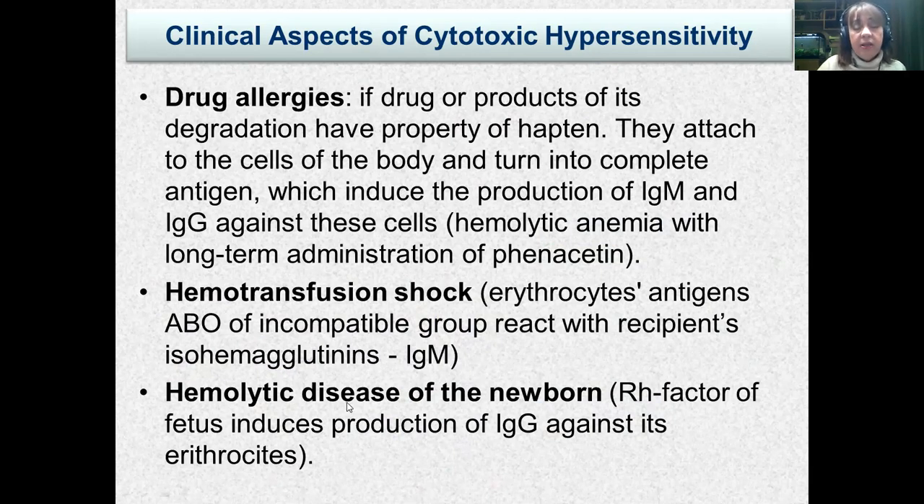And the hemolytic disease of newborns, the same as rhesus conflict, is also an example of cytotoxic hypersensitivity. Involved components are immunoglobulins G of the rhesus negative mother and erythrocytic antigens, the rhesus factor, positive rhesus factor in erythrocytes of the fetus. And the result of this allergic reaction is miscarriage and other severe complications in newborns.